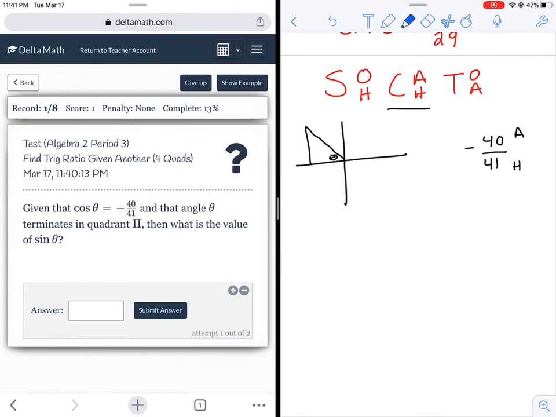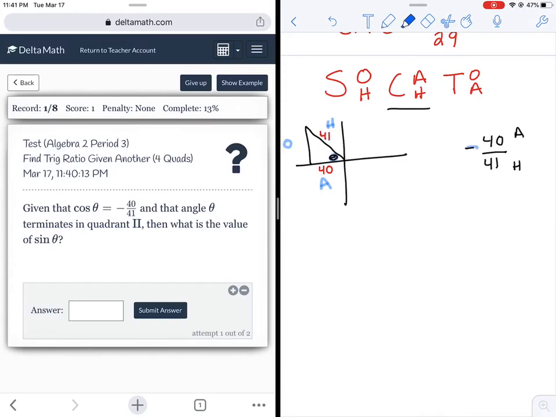So let's figure out what all of these sides are on my triangle. Here's the angle I'm talking about. So this is my opposite, my hypotenuse, and my adjacent. So let's label all the information I know. My adjacent is 40, and my hypotenuse is 41.